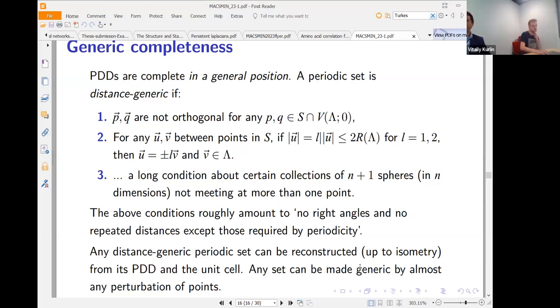That is correct. That's right. Yeah. Oh, I see. That's it. Yeah. In three dimensions, we need four spheres. Oh, sorry, I was reading it as n plus one of that sphere.